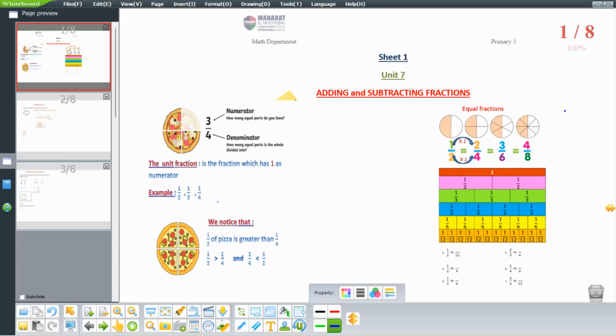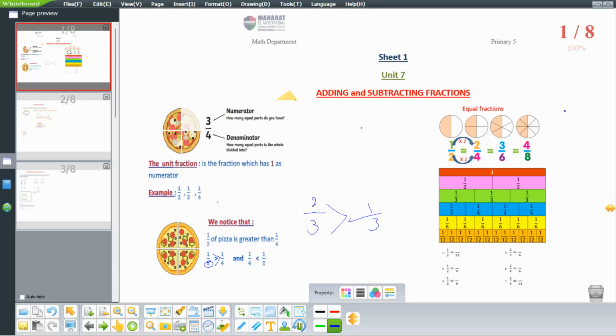Okay, in another way, if we have the same numerator, the smallest denominator represents the biggest fraction. But in this case, if we have 2 over 3 and 1 over 3, which one is greater? 2 over 3. This is a normal fraction. Okay, and we call the fractions which have the same numerator the crazy fractions.